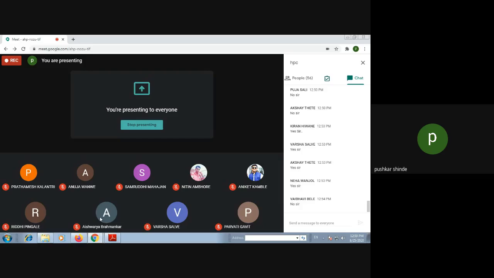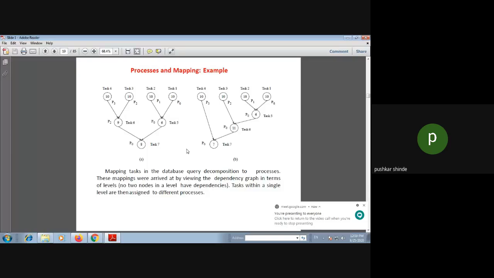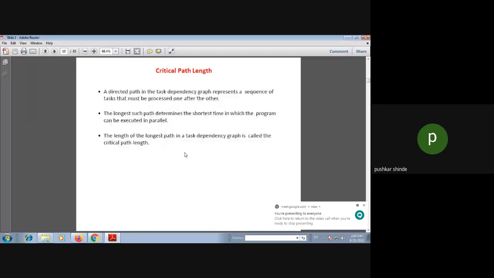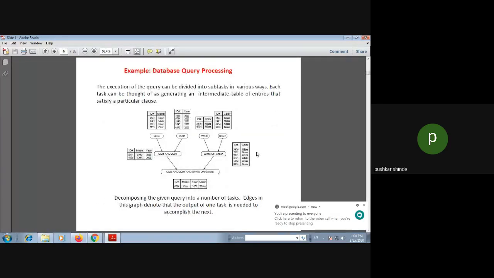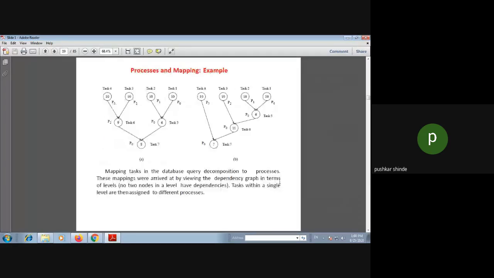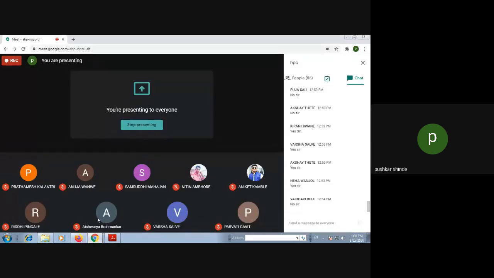We have seen the query example, isn't it? The database query example. If you recall, this was the example that we had seen one or two lectures back. That is a task dependency graph for this example, the database query example. So for that, this is the data dependency graph with tasks, and these tasks have been mapped to processes, which they have shown.